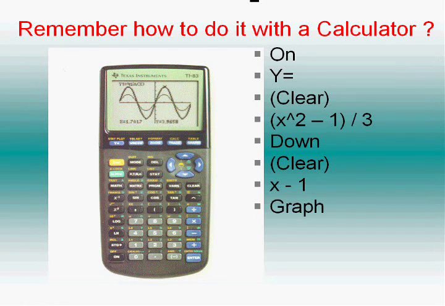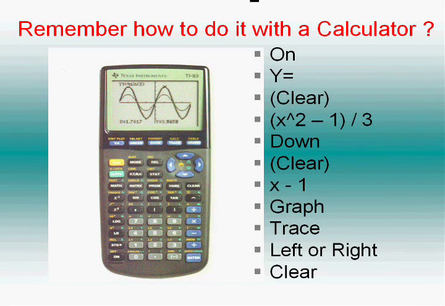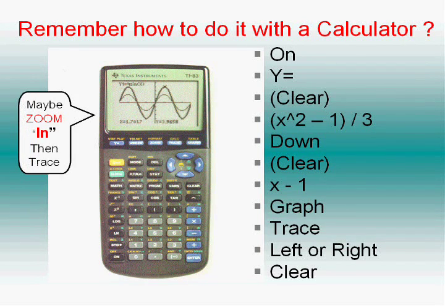Now you can graph and see the picture, but then you can also hit the trace button and move left or right and move on to the points of intersection and see, in fact, at least approximately, that they are the points that you think they are. Okay, and you can clear to get out. If you want to get a more accurate answer for this point of intersection, you may want to zoom in and then trace along it to see what the points of intersection are.